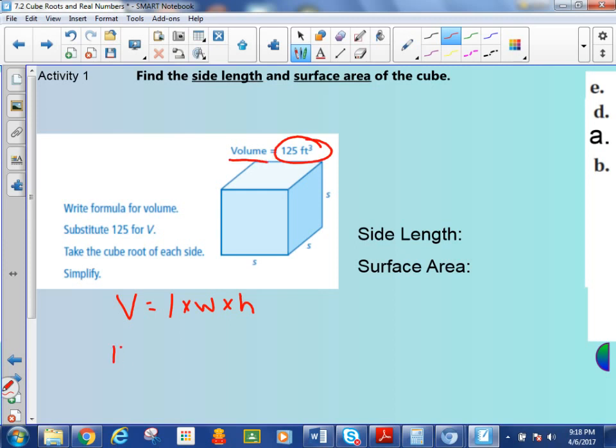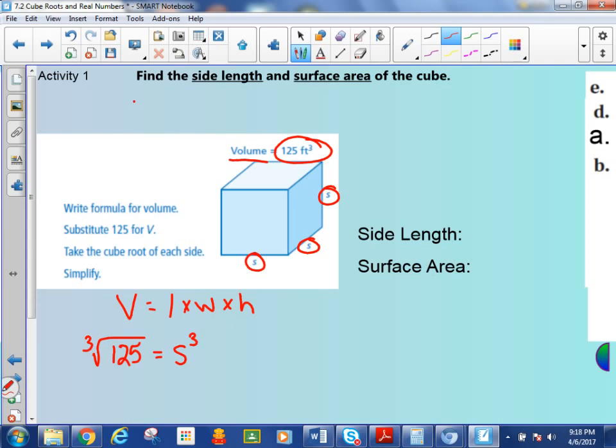So I have 125 feet cubed equals our length times our width times our height, which they have identified as S's. How many S's are there? There's 3. So we have S to the 3rd power. Just like when we worked with square roots and squares, the opposite of a number to the power of 3, or cubed, is going to be a 3rd root. This is what that would look like: a 3rd root would just have a 3 on the outside.